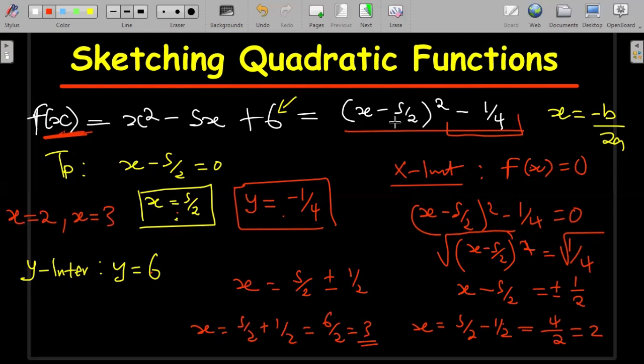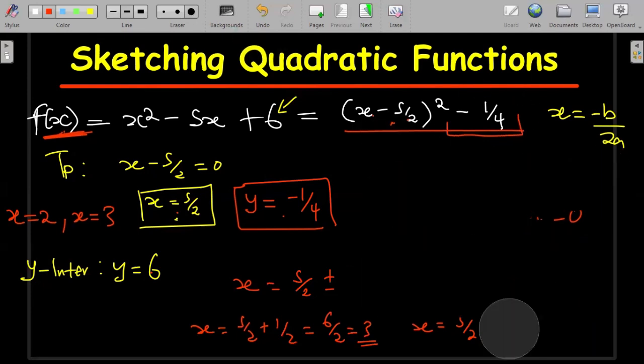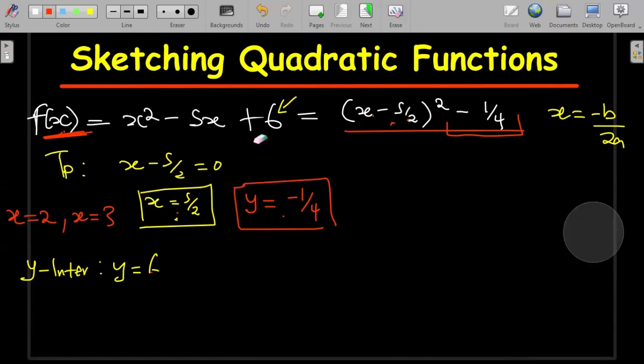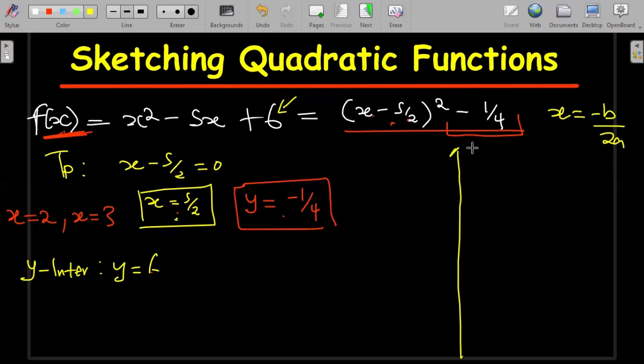So we have the turning point, y-intercept and x-intercepts from this form. It's very easy to get the turning point from here because you just equate this to 0, and for the y you just get whatever is there. Once you have these points, you can go on and sketch your graph. We already sketched it, so I'll just sketch a rough one.